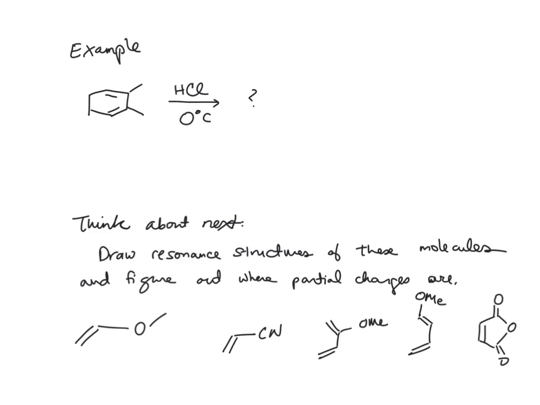Last, let's do an example together. Some of you have asked me to do some more examples in these videos. So what is the product of this alkene reacting with hydrochloric acid at 0 degrees? Now the first thing that stands out to me is that we've got 0 degrees as a low temperature, which means we're going to favor the kinetic product. So what's our mechanism going to look like? We can take either of these pi bonds. It doesn't matter because they're the same.